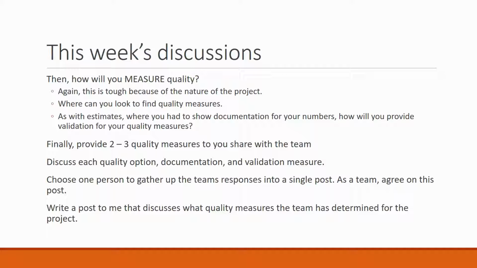Then I want each person to individually come up with 2 to 3 quality measures that you're going to share with your team. Discuss the quality option, documentation, and validation measures. Choose one person who's going to gather up all of the team responses into a single post, and as a team agree on this post. Then write that post to me that discusses what quality measures the team has determined for the project.